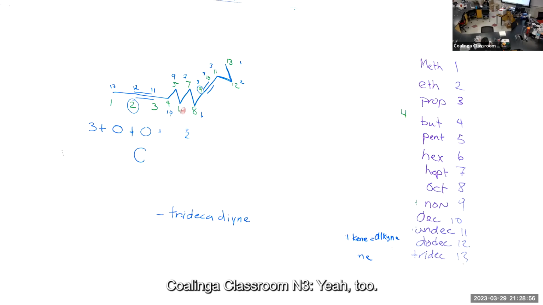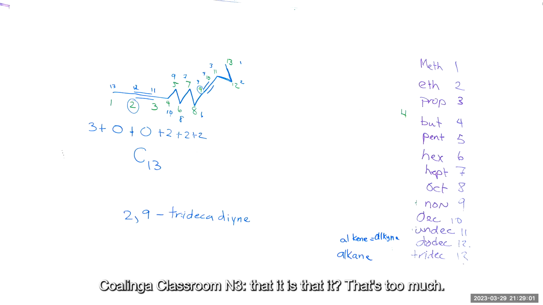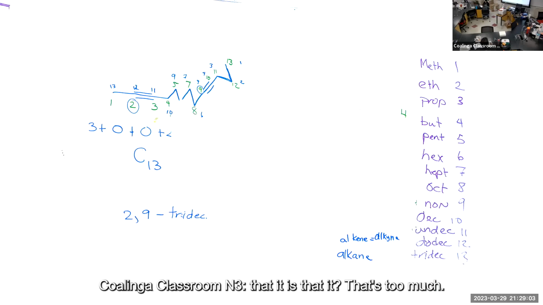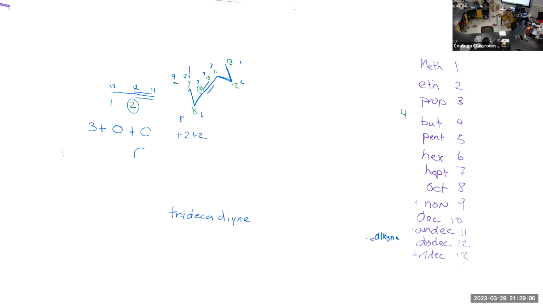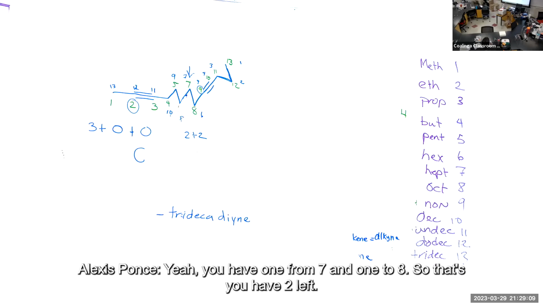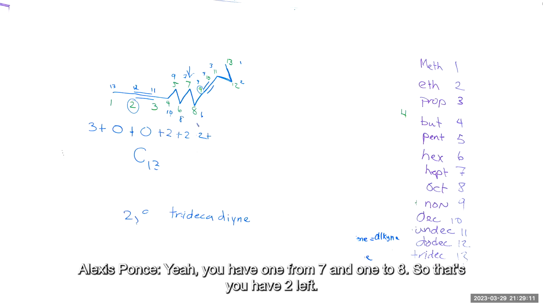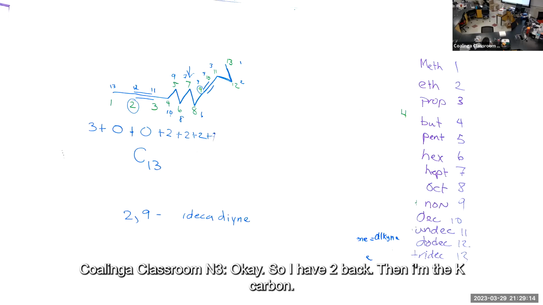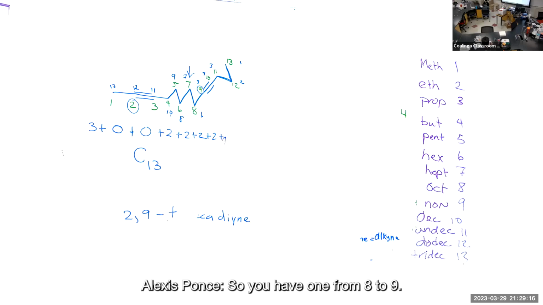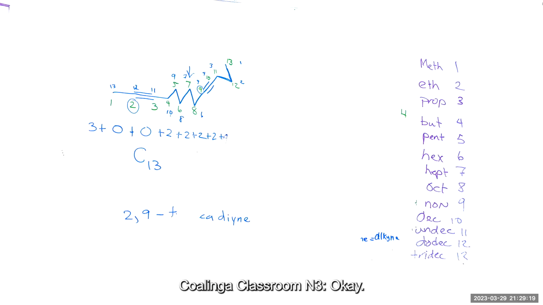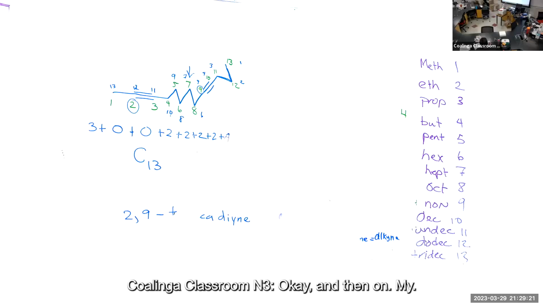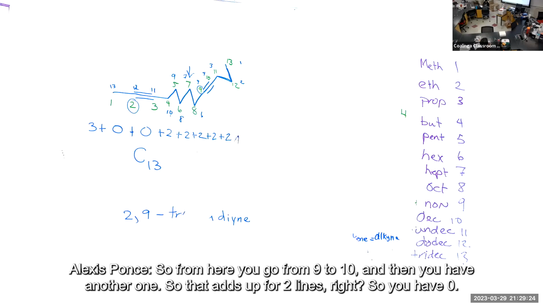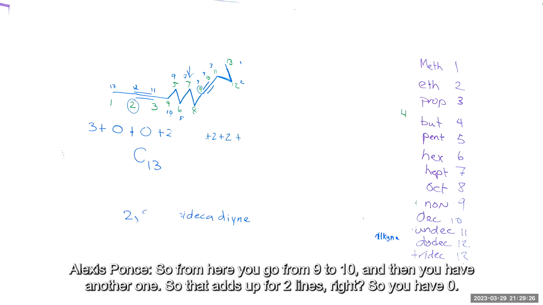You have 2. Alexis, can you hear me? Yeah. Sixth carbon. On the 7th carbon, you have one from 7 and one to 8, so you have 2 left. Then on the 8th carbon, you have one from 8 to 9, so that's 2, right? And then on my 9th carbon, from here you go from 9 to 10, and then you have another one, so that adds up to 2 lines, right? So you have 0.